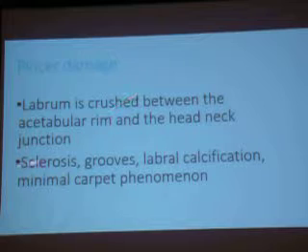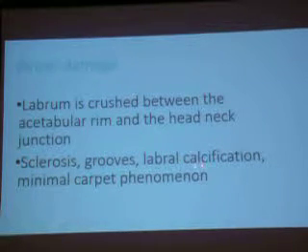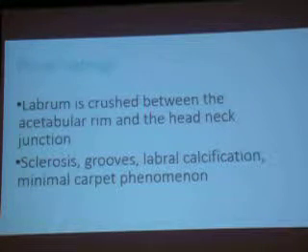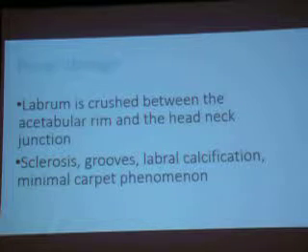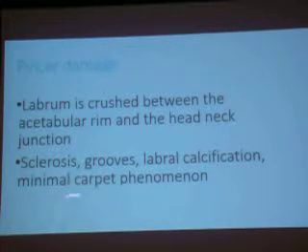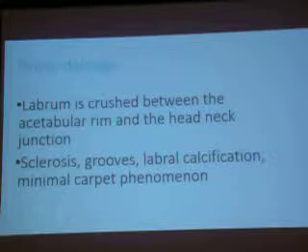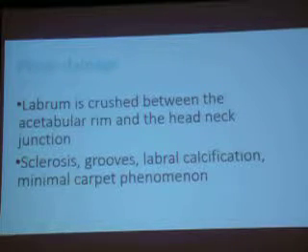So when it happens, you start seeing sclerosis of the neck, you see grooves in the neck, and the labrum gets calcified because it's getting squeezed and squished. The calcification of the labrum exacerbates the impingement because the coverage increases by a few more millimeters as the labrum becomes hard, ossified, and calcified. The carpet phenomenon is only a few millimeters from the rim because nothing is entering and squeezing the articular cartilage, just crushing of the labrum. That's a minor damage to the articular cartilage right next to it.